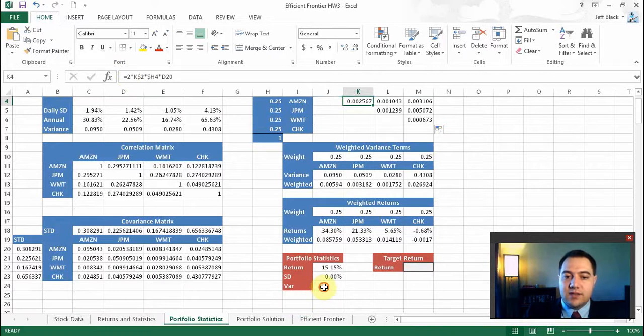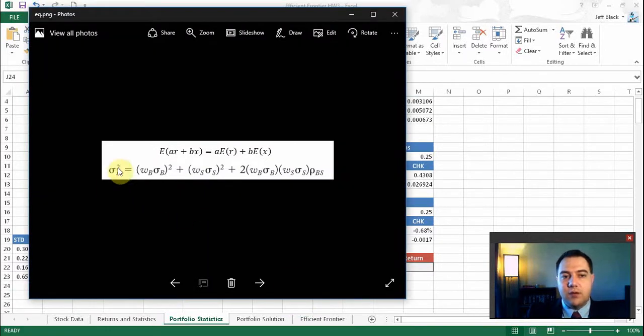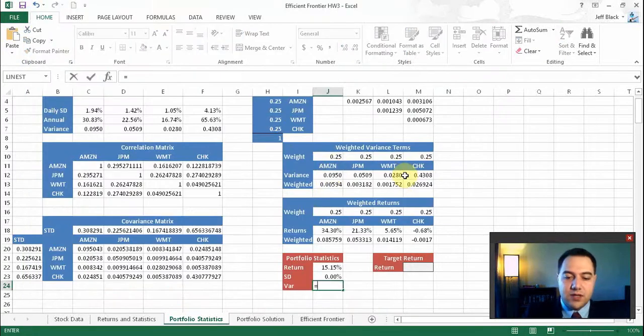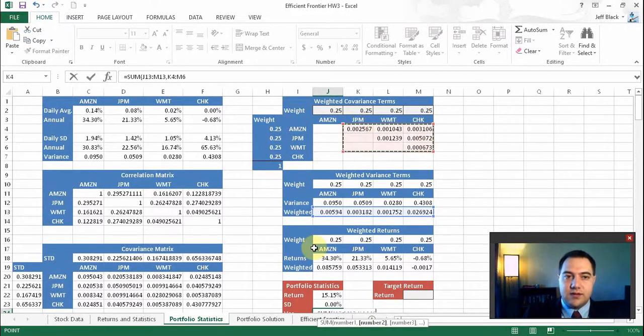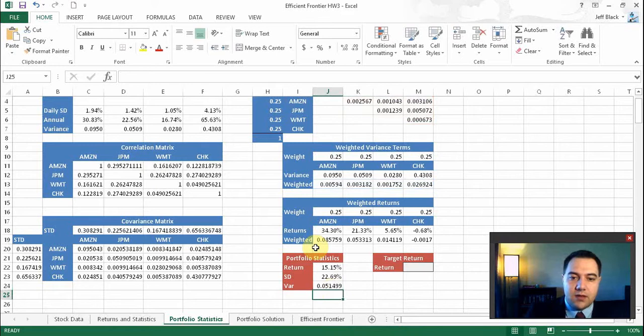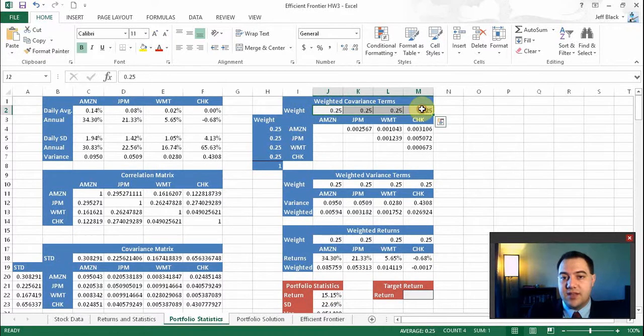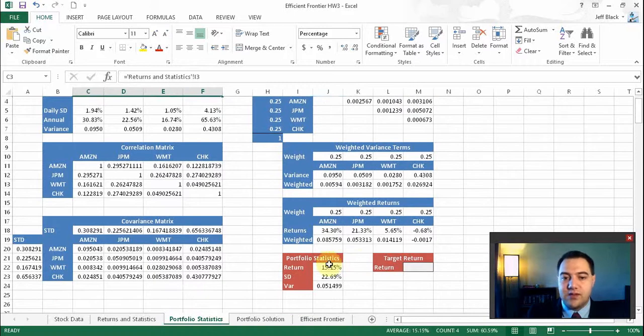Okay, so now what is the variance of the entire portfolio? Well, it's just going to be our variance terms plus our covariance terms. Okay, so I can just do a sum of the variance terms, do a comma for another array, and also add in these terms. Okay, so now I have my variance and my standard deviation of the portfolio. Right, so if we invest 25% in each of these 4 stocks, assuming the stocks perform how they did over the last 5 years, we're going to have an expected return of 15% per year with a standard deviation of 22 or 23% per year.